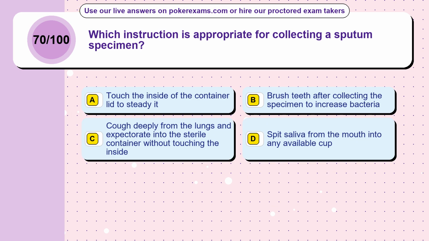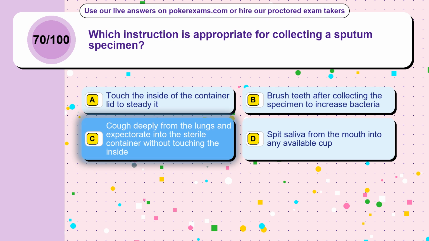Question 70. Which instruction is appropriate for collecting a sputum specimen? Option A. Touch the inside of the container lid to steady it. Option B. Brush teeth after collecting the specimen to increase bacteria. Option C. Cough deeply from the lungs and expectorate into the sterile container without touching the inside. Option D. Spit saliva from the mouth into any available cup.